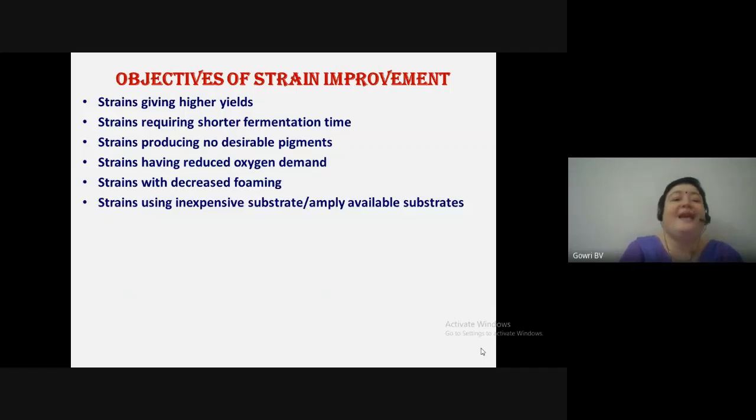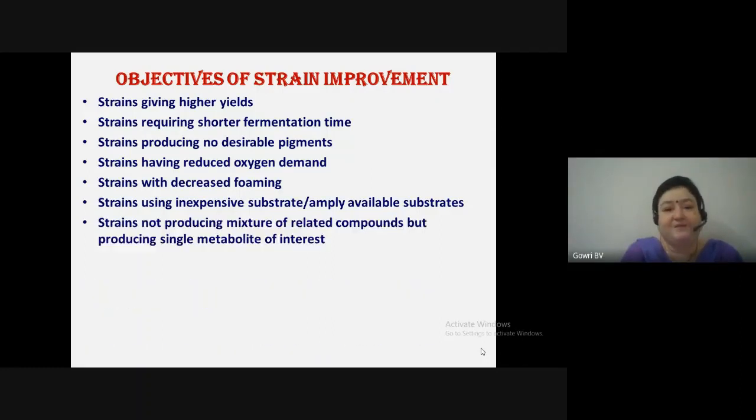Strains using inexpensive substrate or amply available substrate, which means you're going to produce something, you're investing on something. Imagine a situation if the organism uses very costly means for its development. It is very difficult for you to produce something. So the substrate that the organism uses should be amply available, it should be an inexpensive substrate. So, strains using inexpensive substrate or amply available substrate.